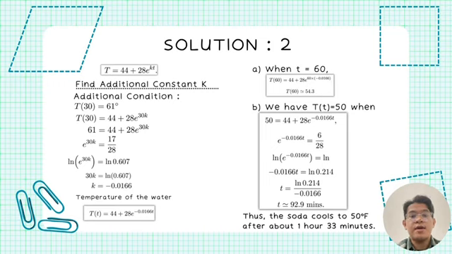Next, for question B, how long does it take for the soda to cool off to 50 degrees Fahrenheit? First, we need to let the equation that we got equal to 50. So T equal 50, and the equation is 50 equal 44 plus 28e^(-0.0166t), and for the final answer, t equal to 92.9 minutes. Thus, the soda needs 1 hour 33 minutes to cool to 50 degrees Fahrenheit.